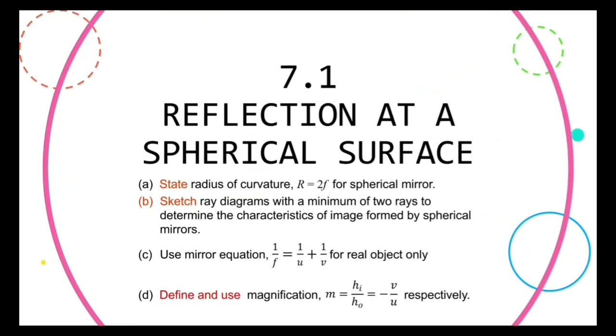In the first subtopic, you should be able to: A. State radius of curvature R equal to 2F for spherical mirror. B. Sketch ray diagrams with a minimum of 2 rays to determine the characteristics of image formed by spherical mirrors. C. Use mirror equation 1 over F equal to 1 over U plus 1 over V for real object only. And D. Define and use magnification M equal to Hi over H naught equal to negative V over U respectively.